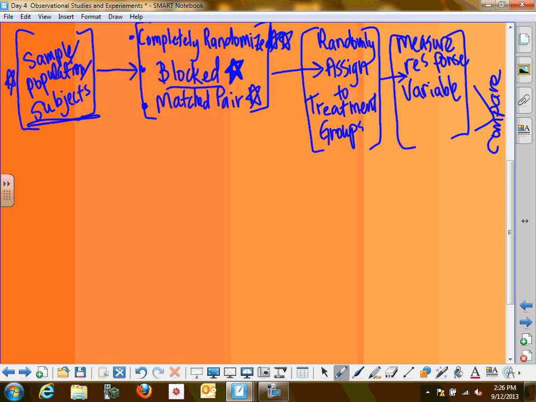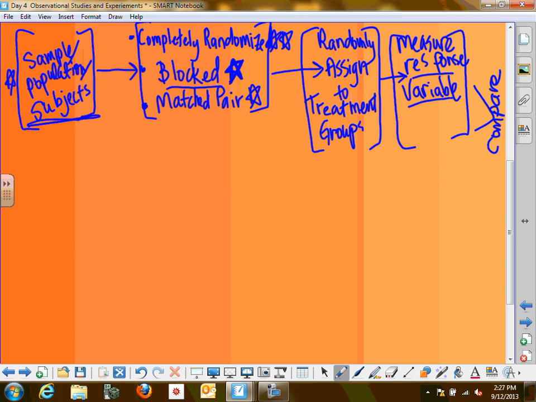Response is like what's coming out, right? The change in the weight, the change in the length of preservation, the percent of body temperature change. I don't know, whatever. Percent of high blood pressure change. Response variable is what comes out.